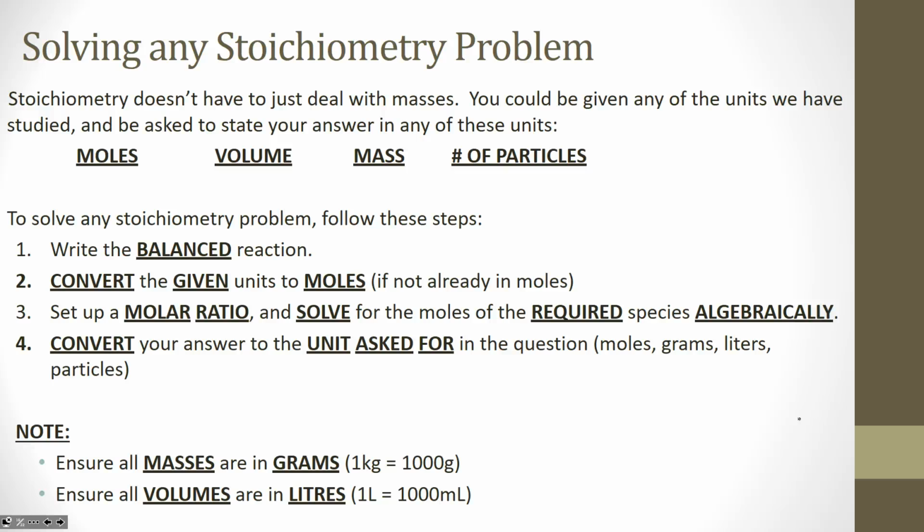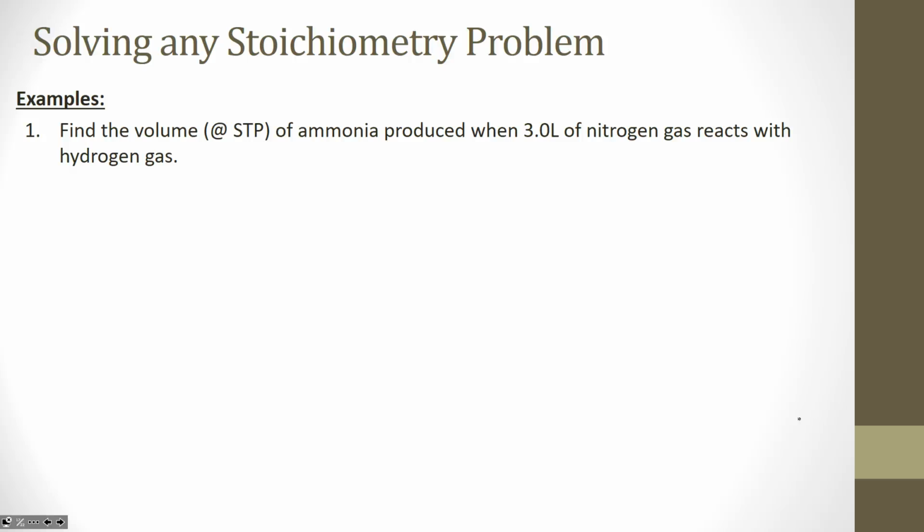The easiest way to do this is just to go through some questions. It's really the same thing we did yesterday. We're just using different unit conversions, so it's just changes in the mole highway part. Here we go. It says, find the volume of ammonia produced when 3 liters of nitrogen gas reacts with hydrogen gas. Now there's a shortcut to this one, but I'd like to follow the same process every time because for right now, we just want to get that process down.